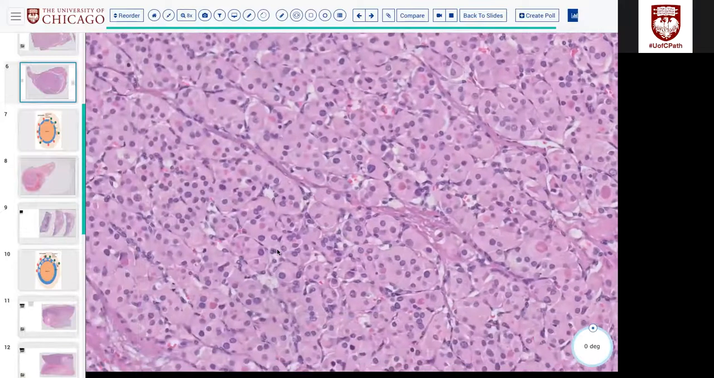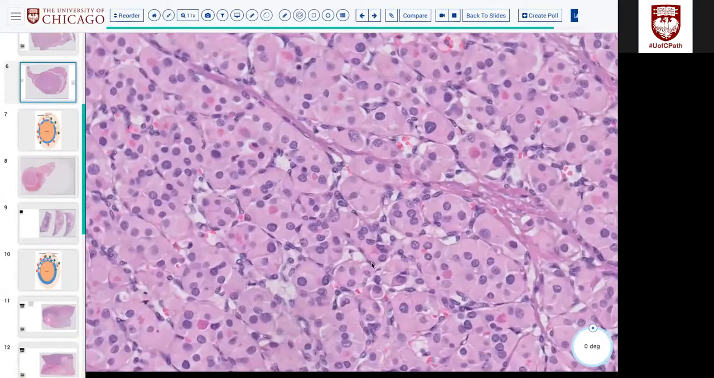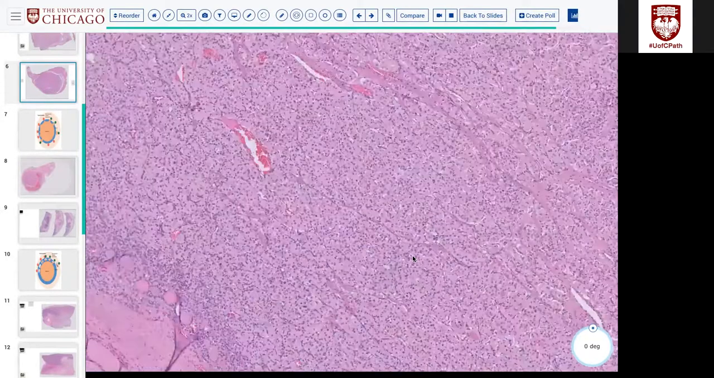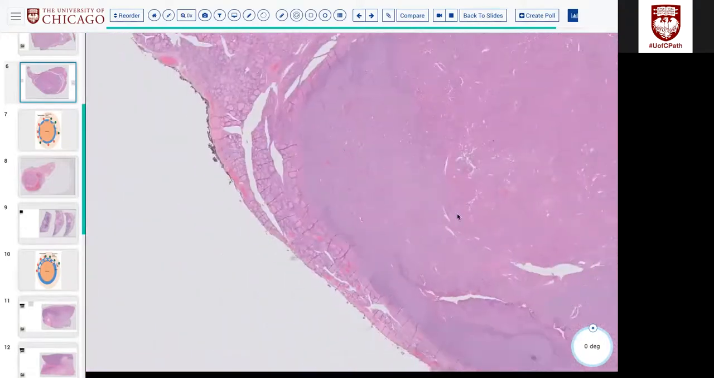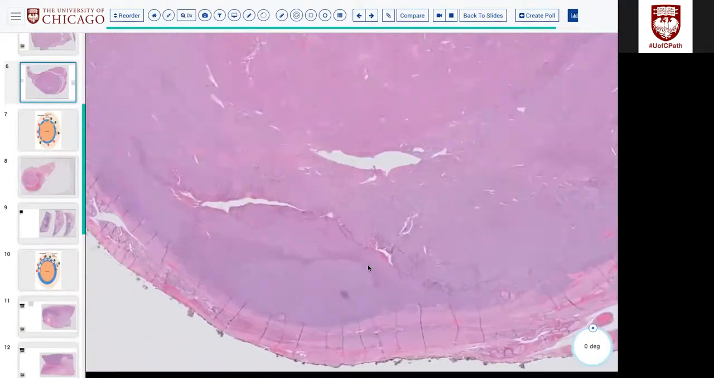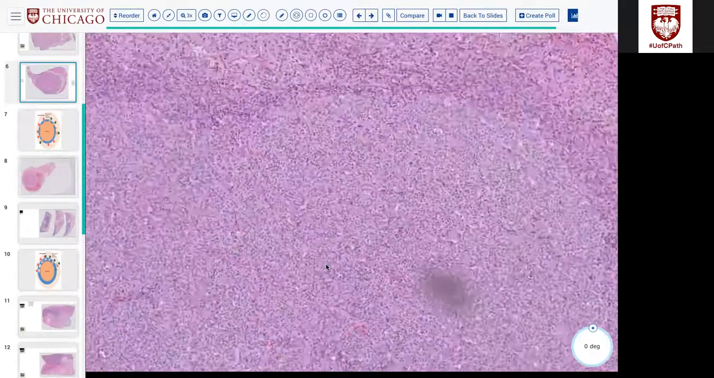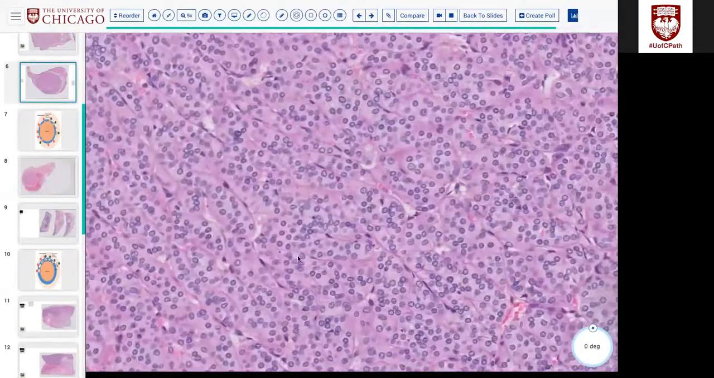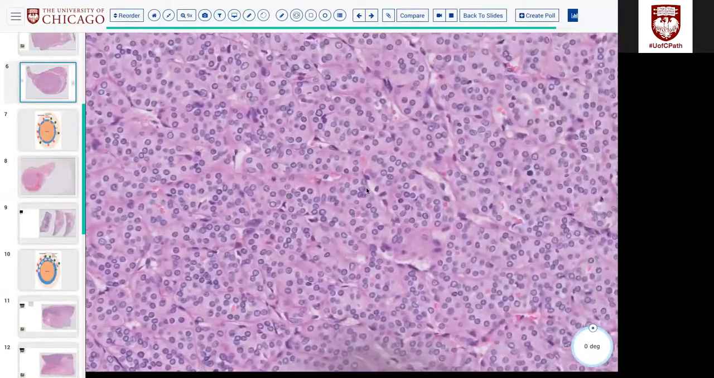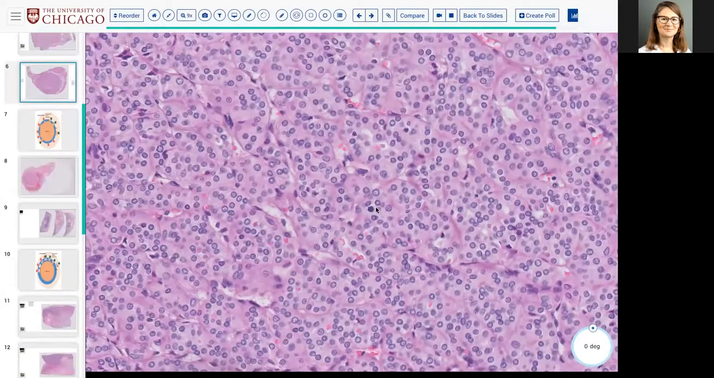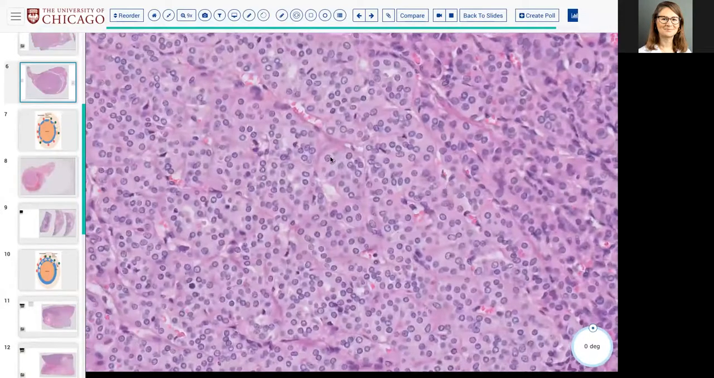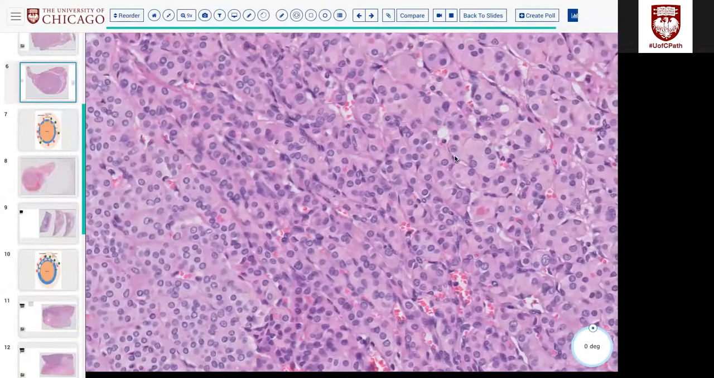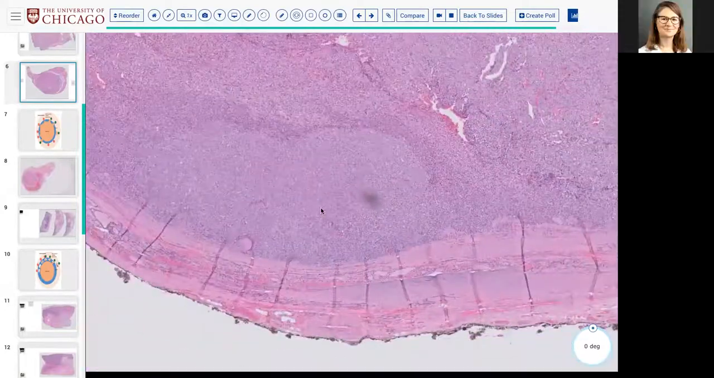Funny, because of the architecture, before Raham said that, I was going to start putting this in a solid, poorly differentiated category, but actually looking at it, it's not very mitotically active. It's very dense, hypercellular, but it's otherwise kind of bland, isn't it? Yeah. There's maybe one mitosis. I'll give you one. So oncocytic.